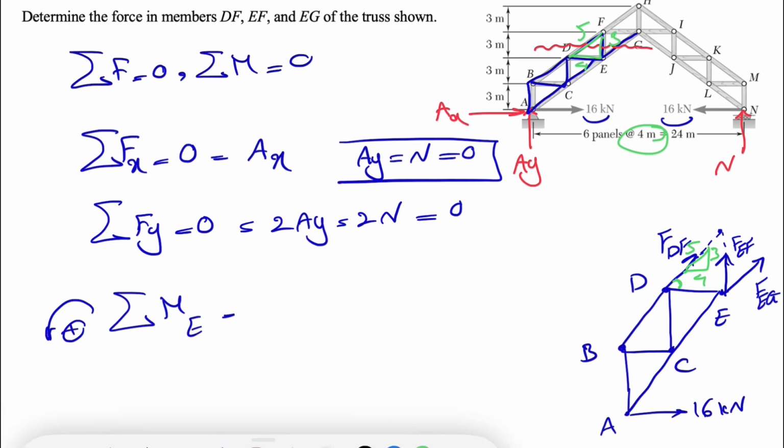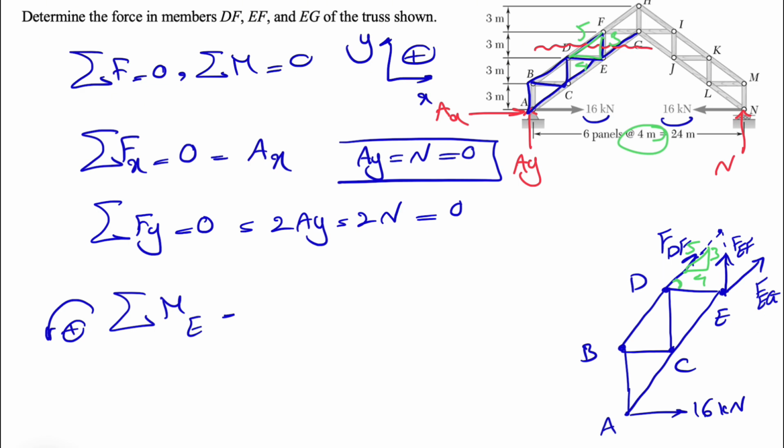If we want to find the moment about point E, we know for FDF only the y component will make moment. This is our x and y. So only the y component is going to make moment about point E. The x component is going to pass through point E, so no moment from that one. And if we look at the moment, we'll see that the moment will be in this direction.